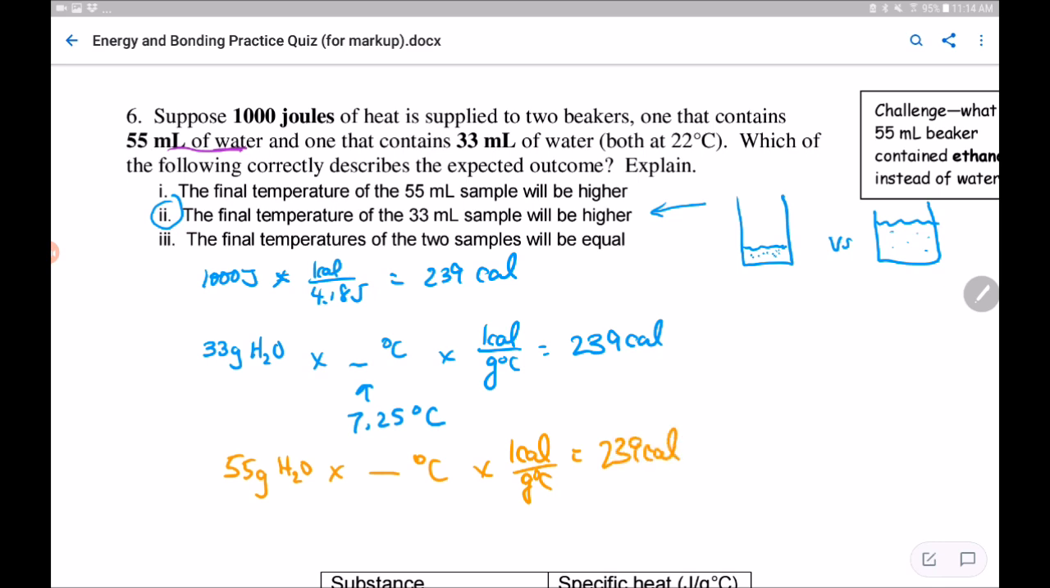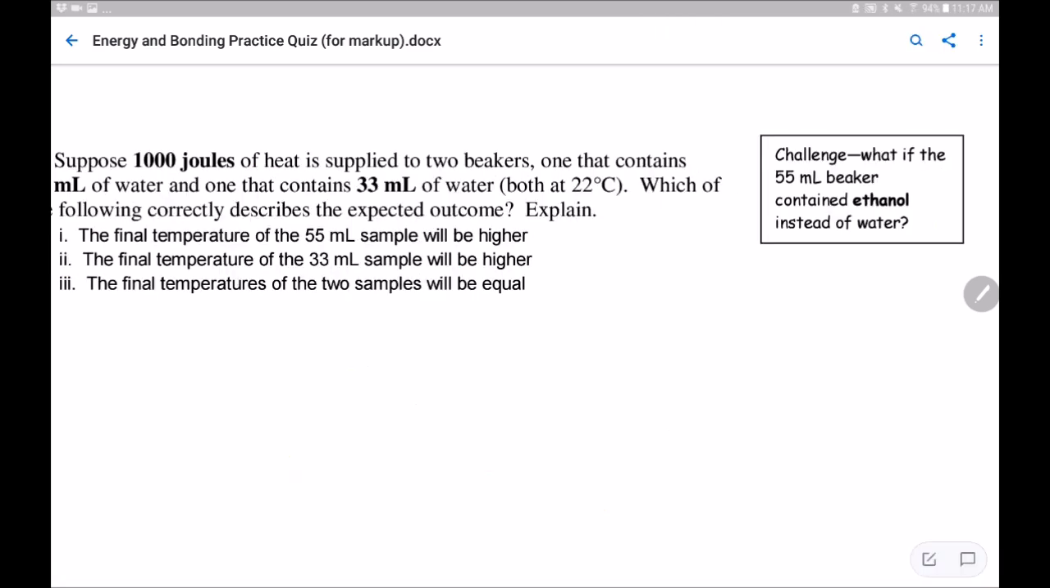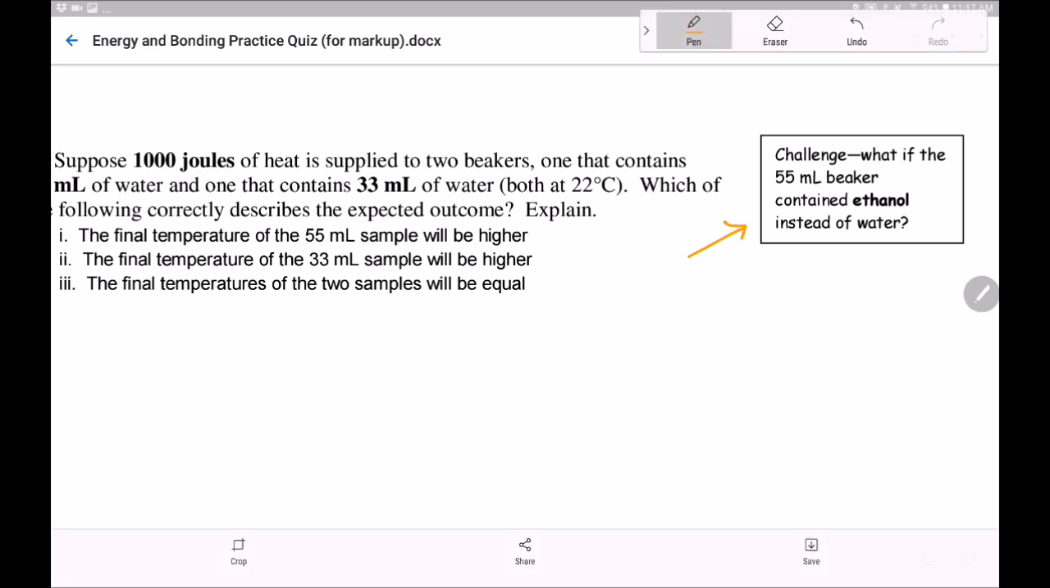So it's how many calories per gram of water. 239 divided by 55. This is only a 4.3 degrees C rise in temperature. So that's why 2 is the correct answer. There's a challenge here. What if it had ethanol instead of water? So this makes it a more interesting question. You'll have to actually use mathematics.